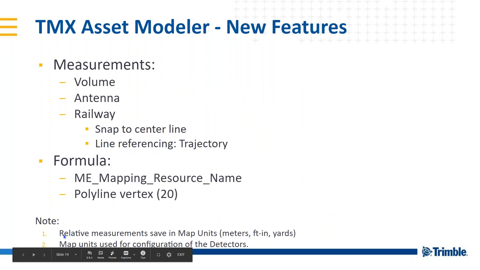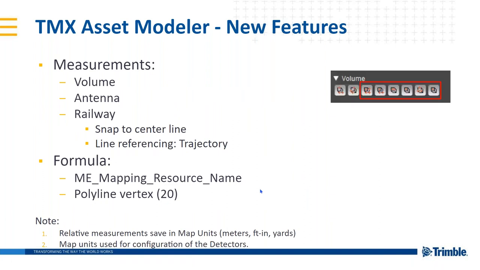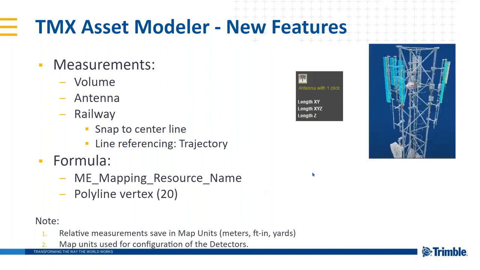In addition, we have also some new measurement tools. So we have 6 new measurement tools for volume. So this will let you create volumes in multiple different ways. And we have also another tool to extract the mobile tower antennas. So please bear in mind that this is designed specifically for certain types of antennas, as you see here in the picture. And this is a semi-automated tool, which means you can click once and then you get the antenna itself.